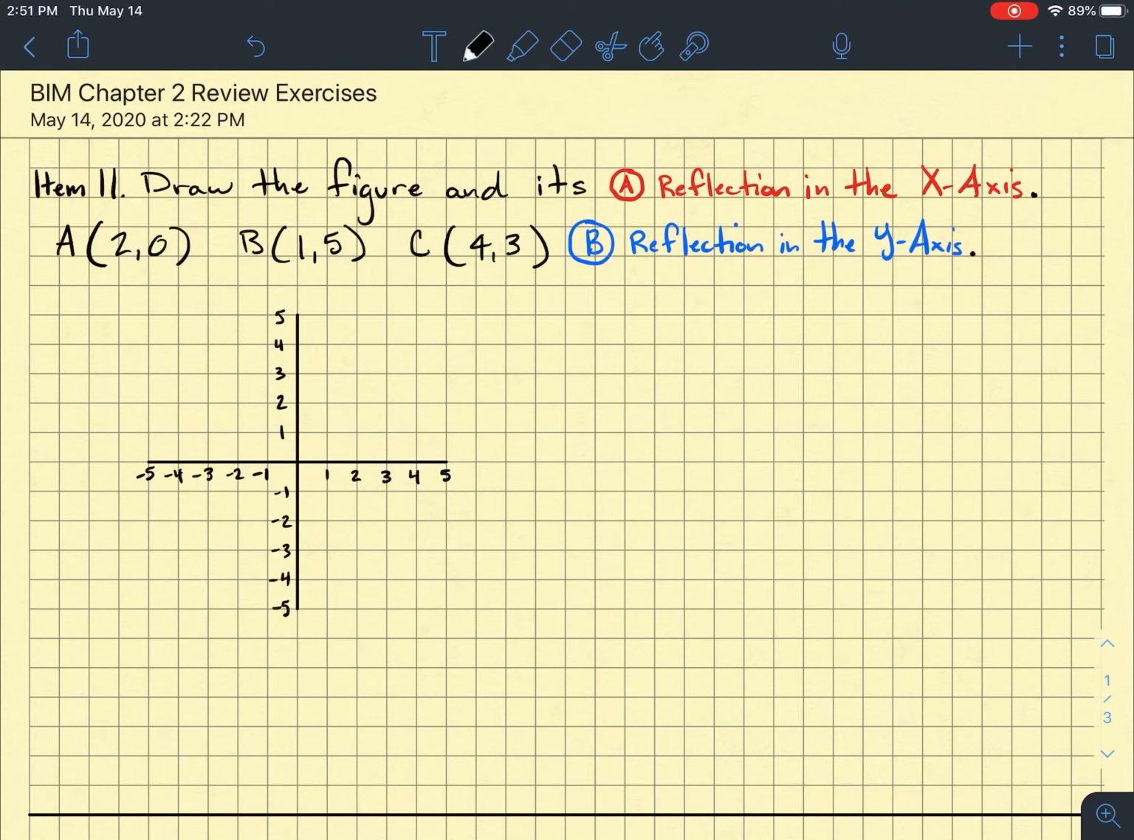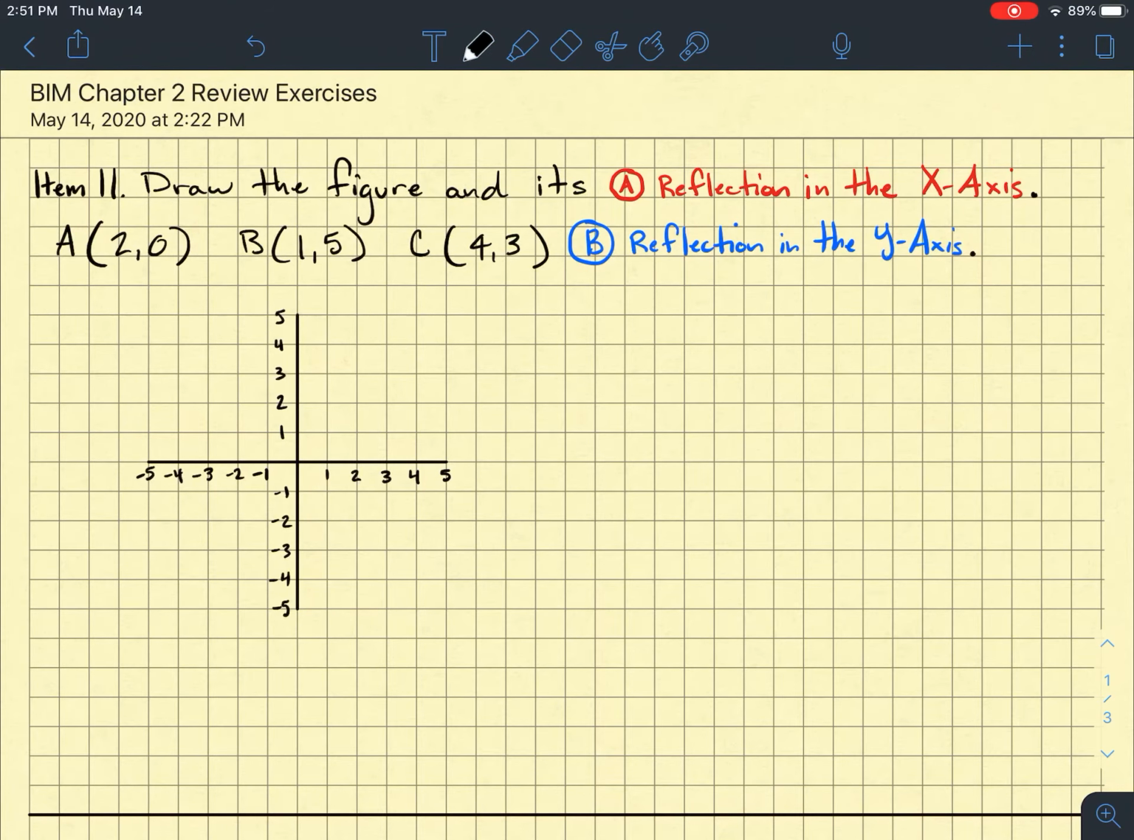This is item number 11. You are asked to draw the figure and its reflection in the x-axis as well as its reflection in the y-axis. So we're going to draw this figure here with vertices A, B, and C. We're going to draw that first, and then we're going to use that figure and show a reflection in the x-axis, and then a reflection in the y-axis of the same figure. So let's first draw the figure that it's asking us to draw.